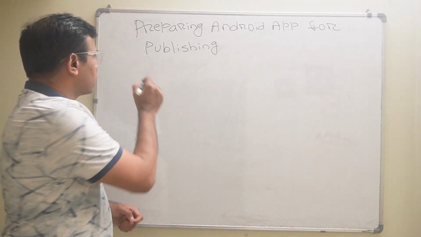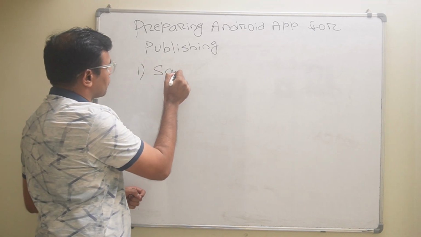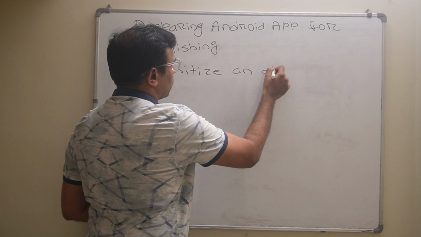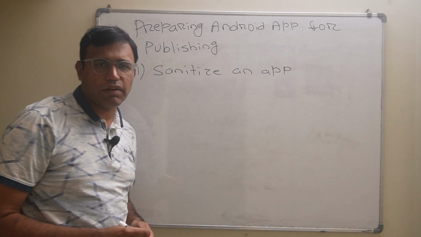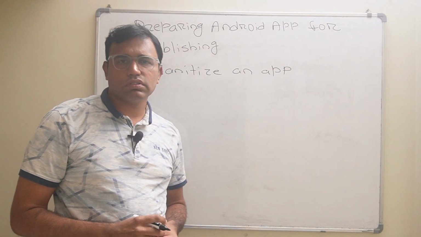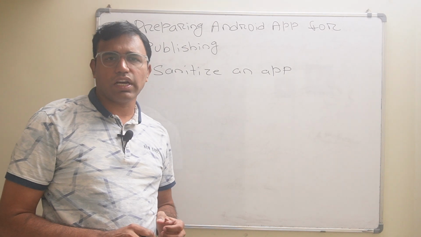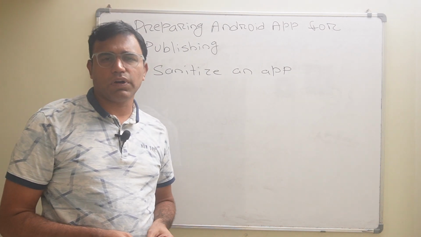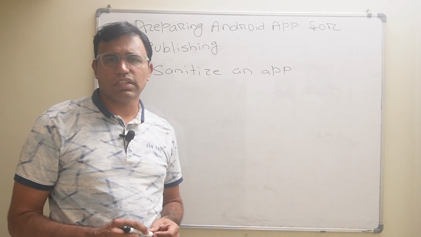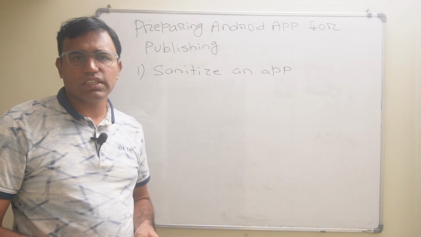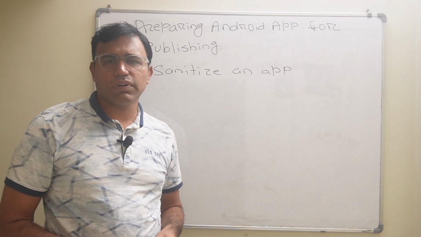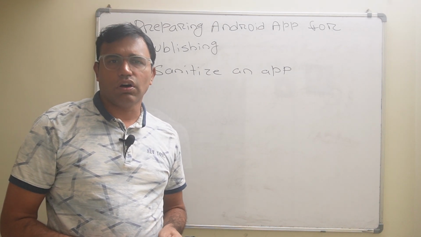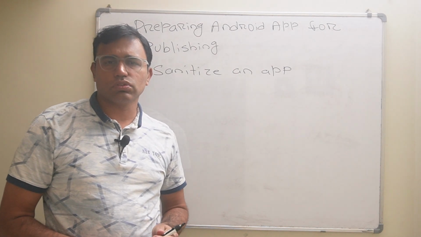So first step is sanitize an app. Whenever you publish an app, you should sanitize the app. Means if there are unuseful resources, they should be removed from the app. Means there are unnecessary Java files, unnecessary XML files, unnecessary images, and then there are log statements, test cases. All these things can be in the Android app or in Android project. So that should be removed.